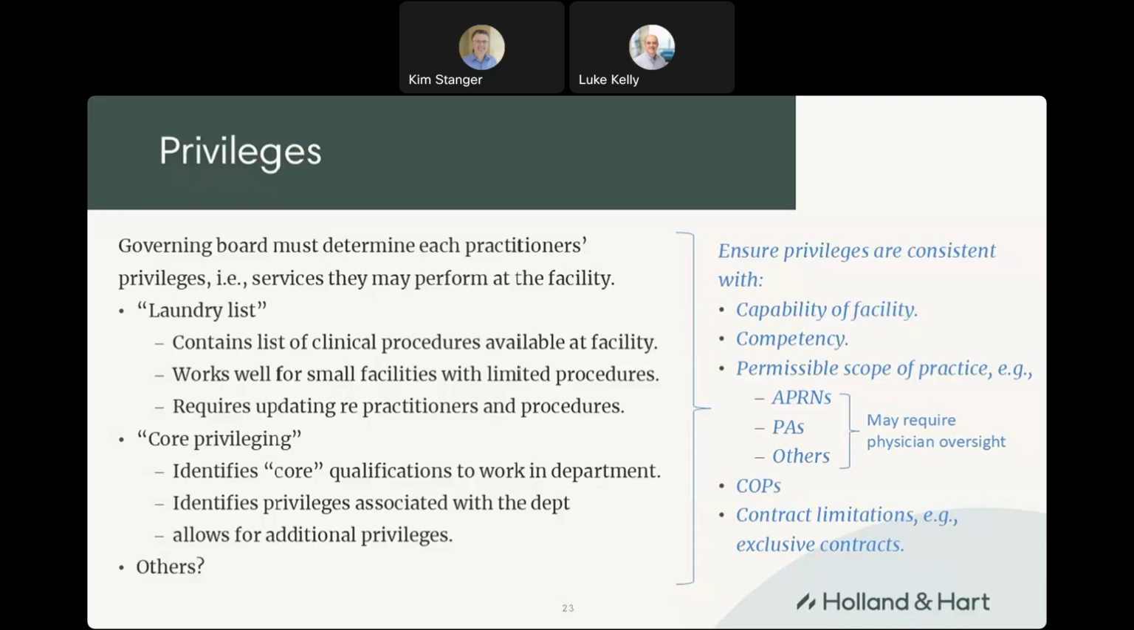There may be requirements under state or federal law that services have to be provided under the direction or under the supervision of a physician. You want to make sure that your privileges are consistent with that. Make sure that the privileges are going to be consistent with any contract limitations you might have, not only for those particular providers, but for others. For example, if you've got an exclusive contract for radiology services at your facility, you want to be careful about granting privileges for radiology to persons who are not a member of that contract.